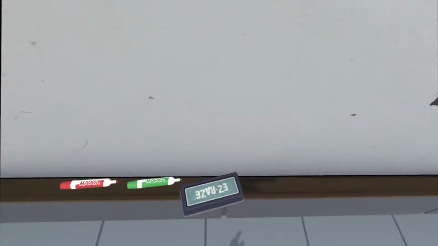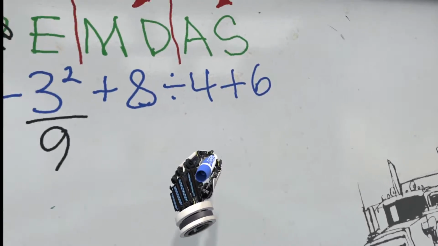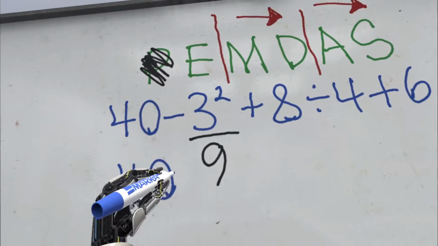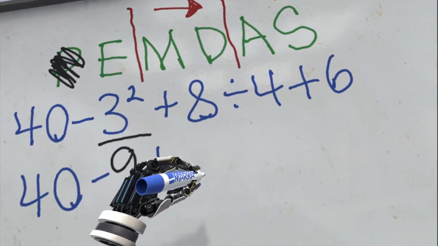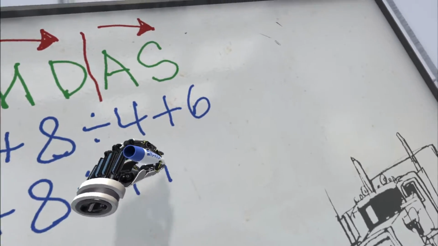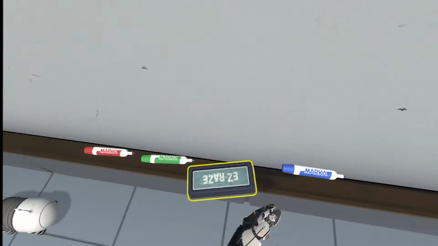And then what you do next is, whatever was not underlined, you write down all here in this line. So it's going to be 40, minus 9 plus 8 divided by 4 plus 6. And I'm done with exponents.